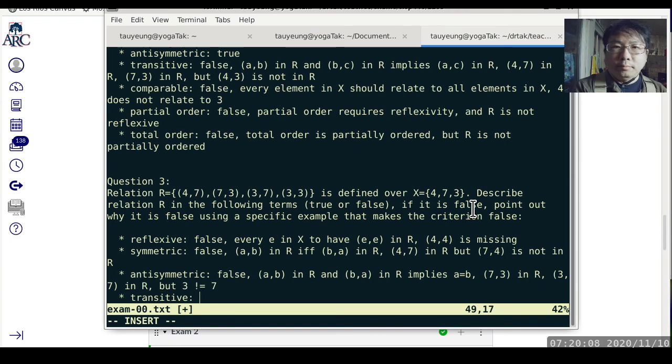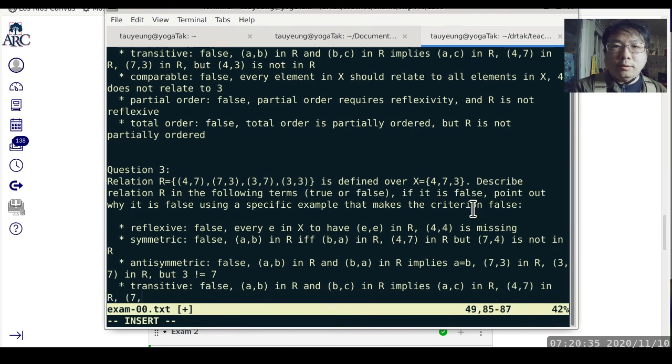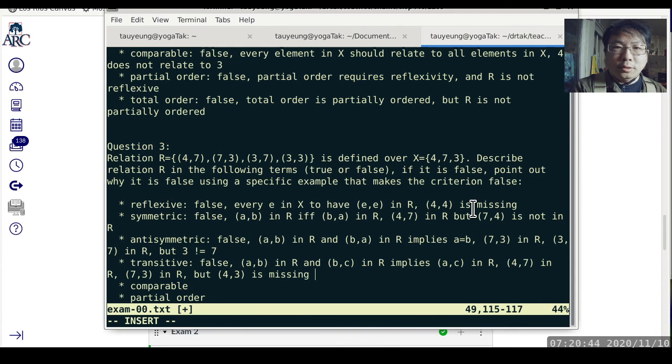Is it transitive? It is not transitive. There are quite a few reasons why we can say it is not transitive. You just have to pick one, but you also have to give me the reasoning. So you have to say AB in R and BC in R implies AC is in R. But in this case, we can see how 4, 7 is in R, 7, 3 is in R, but 4, 3 is missing in R. Okay, we can finish the sentence in R. There we go. Is it comparable?